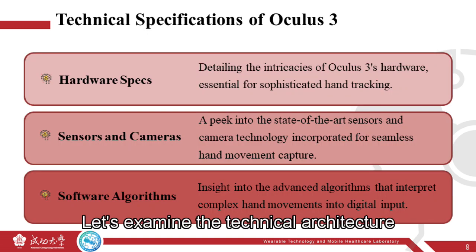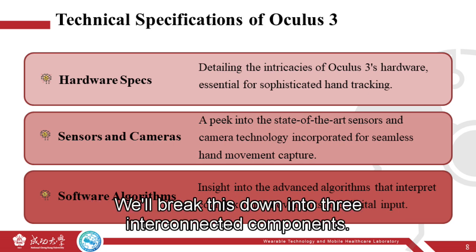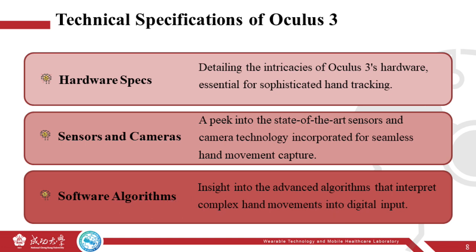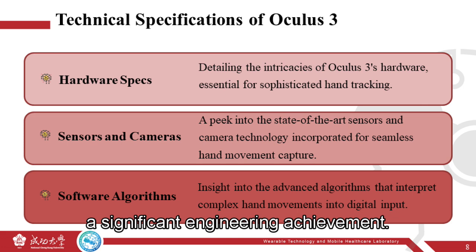Let's examine the technical architecture that makes the Oculus-3's hand tracking capability so remarkable. We'll break this down into three interconnected components. Starting with hardware specifications, the Oculus-3's physical architecture represents a significant engineering achievement.